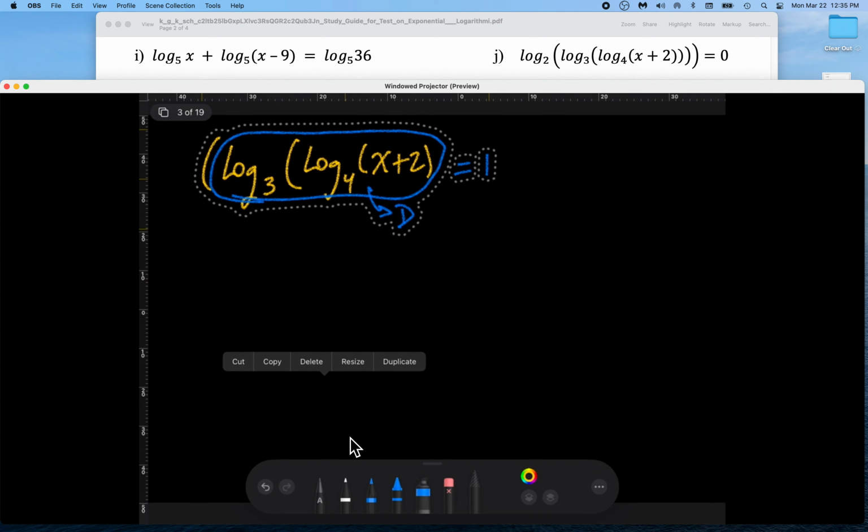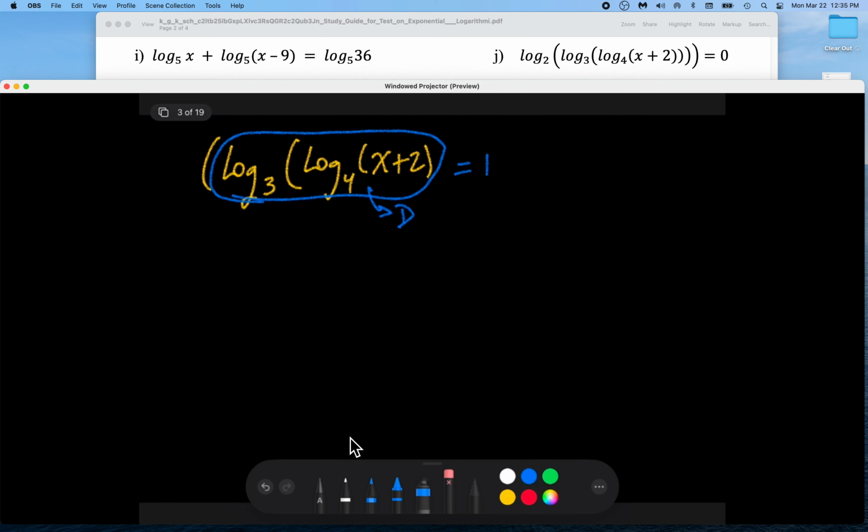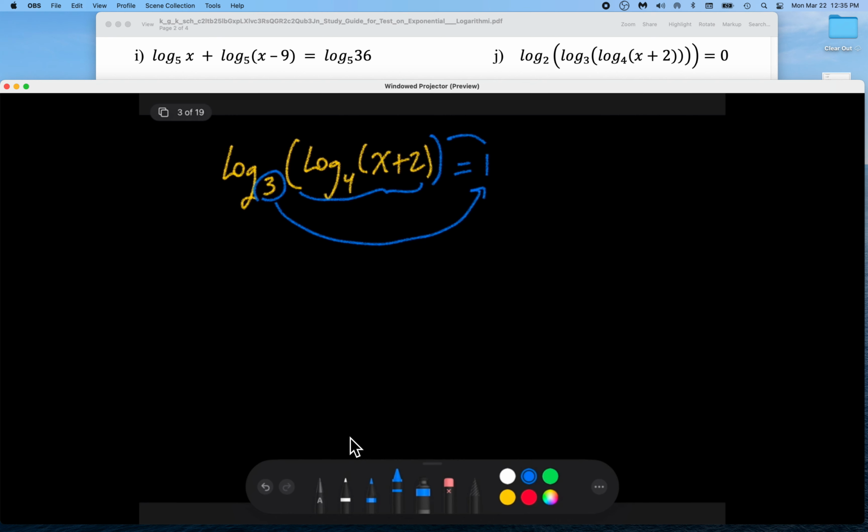Sorry for all these prestidigitations here. Okay, so that's D, and that's equal to 1. So now what do we have? We have some argument in here, and if we do Whirlybird, we find that that argument, which is log to the base 4 of x plus 2, equals 3 to the first power, which equals 3.